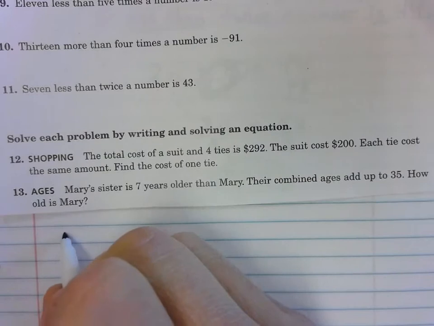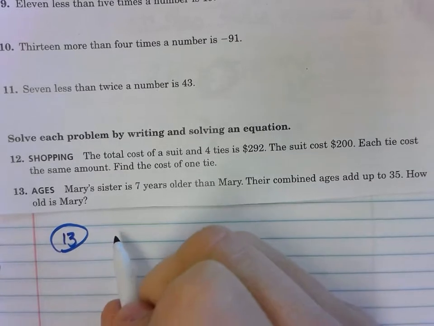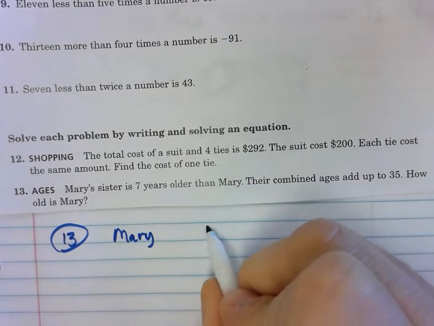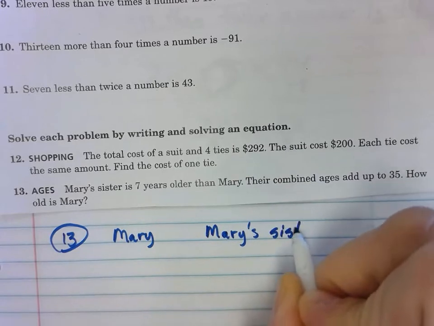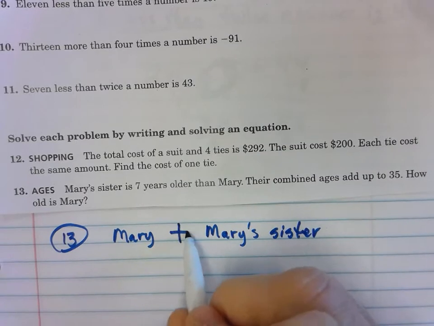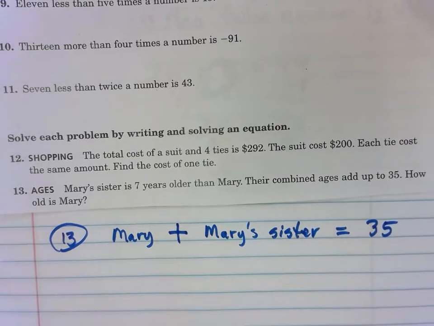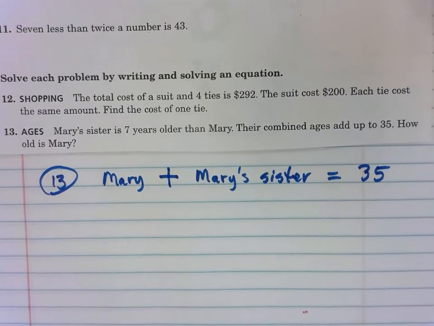Alright, so in this problem it says Mary's sister is 7 years older than Mary. Their combined ages add up to 35. How old is Mary? So we got Mary in this problem. And not only do we have Mary, we also have Mary's sister. Alright, it says their combined ages add up to 35. So we got to add up whatever that is, and we know it's going to add up to 35. So I need you to pay attention right here. Get your head out of the dirt and focus in on what we're doing.